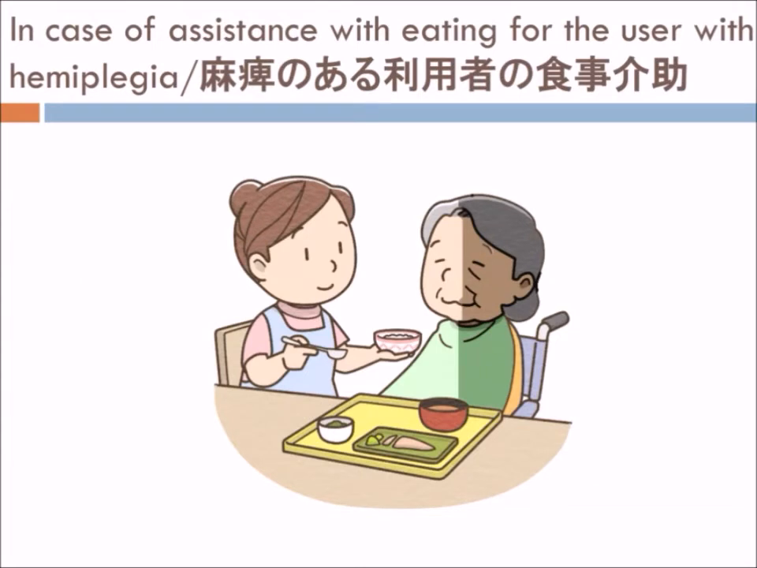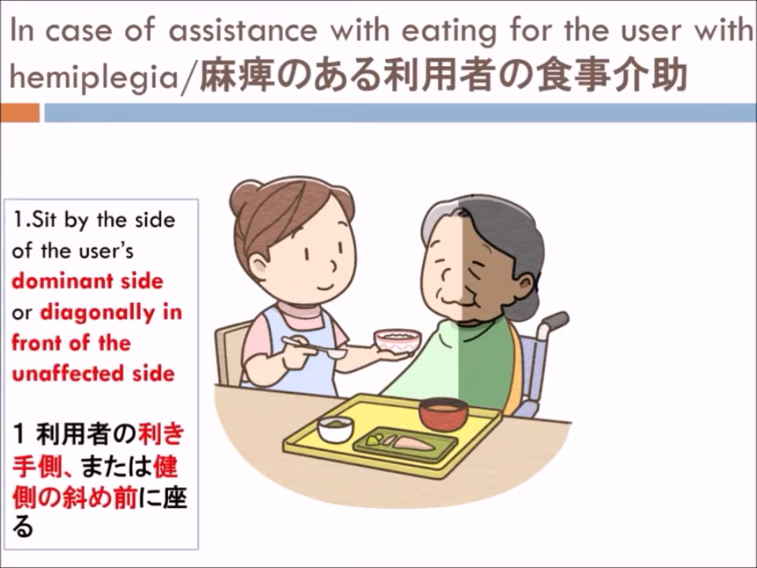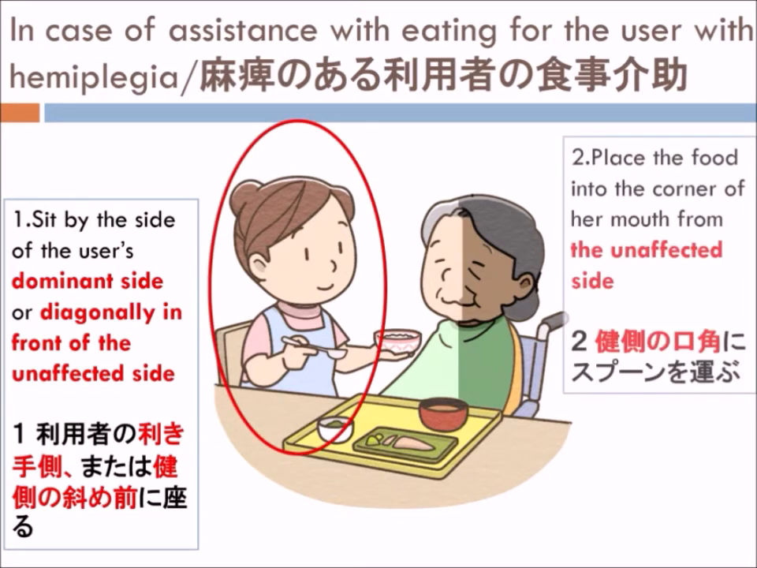In the case of assistance with eating for the user with hemiplegia, 1. Sit by the side of the user's dominant side or diagonally in front of the unaffected side. 2. Place the food into the corner of user's mouth from the unaffected side.